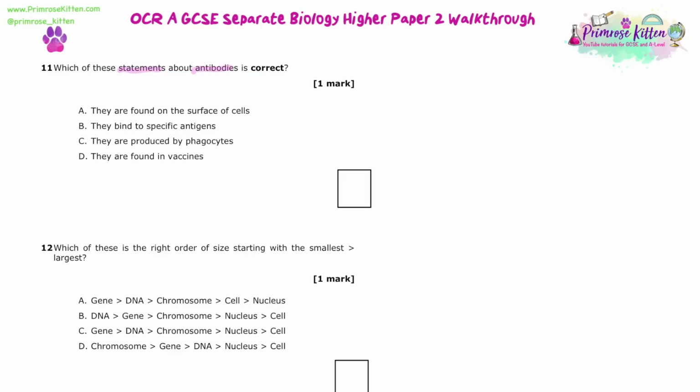Question 11. Which of these statements about antibodies is correct? Okay, so they are found on the surface of cells. No, that's antigens. That's where they want to get you because they think you might get them confused. They bind to specific antigens. Yes, they do. So antibodies bind to antigens and that's how they work. They are produced by phagocytes. No, they're produced by lymphocytes. And they are found in vaccines. No, again, that's antigens. So it must be B because they bind to specific antigens.